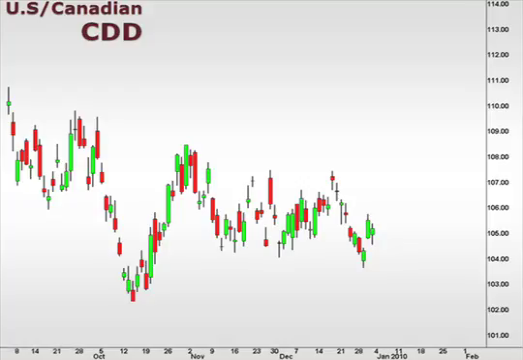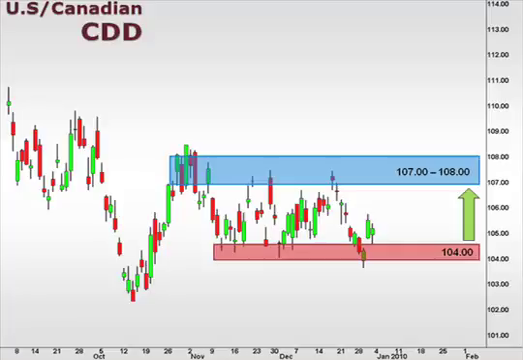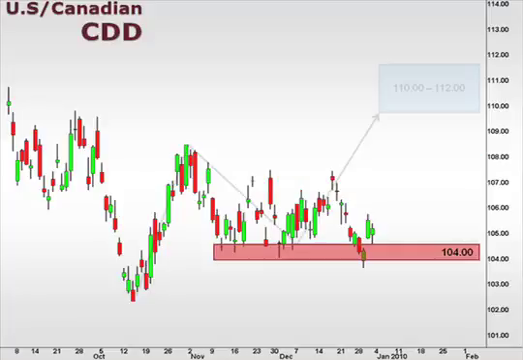Well, the US dollar continues to be range-bound against the Canadian dollar, as seen here in the ISE FX Options Pair Value CDD. The 104 level remains an important support as it has been tested several times. A break below this brings the 102 focal zone back into the picture. 107, 108 remains a key overhead resistance. However, we are still open to the possibility of an extended move that could see the pair value trade up into the 110, 112 box.